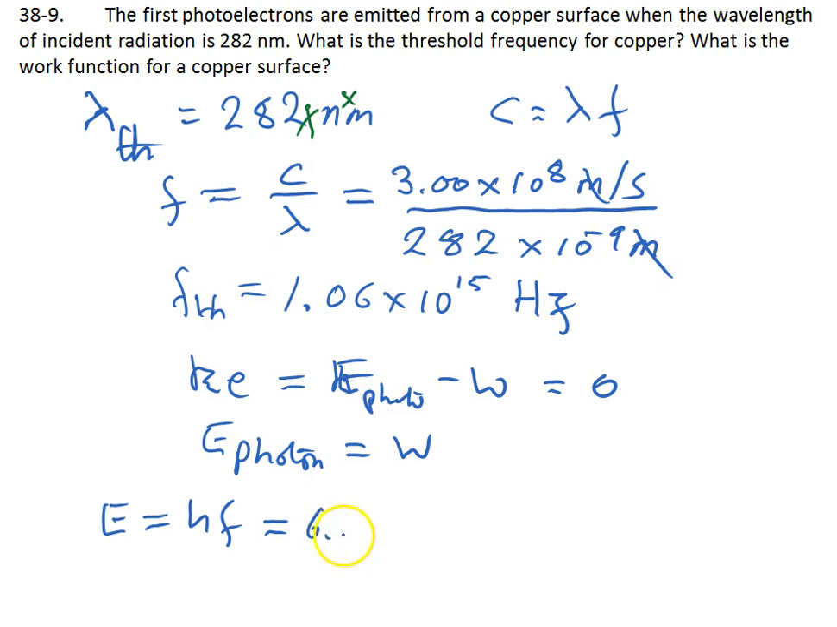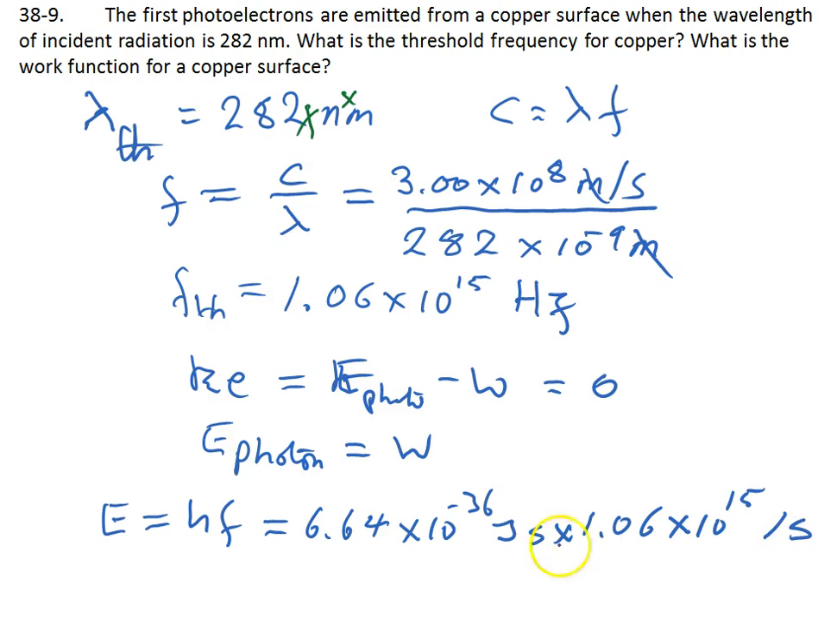Planck's constant, 6.64 times 10 to the minus 36 joule seconds, times frequency of 1.06 times 10 to the 15 hertz, which is per second, which I can just write as per second, and then we can see that the seconds and per seconds cancel with one another, and we're going to have an answer in joules, and this answer will be equal to the work function, equals 7.03 times 10 to the minus 21 joules, at which point I can see immediately that I have made a mistake.